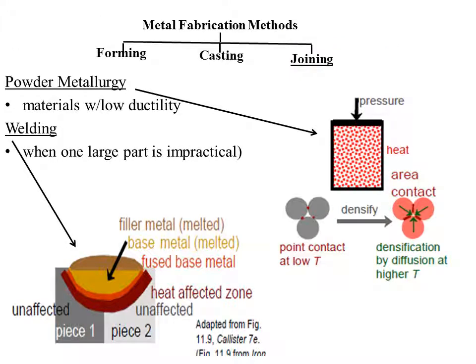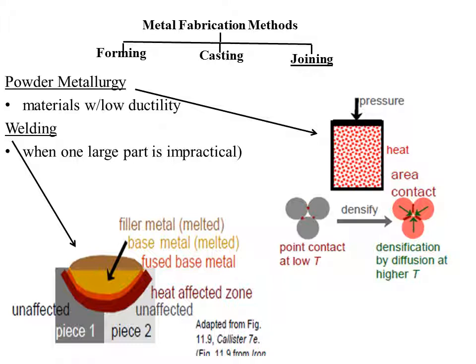The third method is joining. Joining means welding or melting and joining together. In powder metallurgy, the powder is heated, melted and compressed, so you get the material joined together. Welding is used when one large part cannot be made, so you have to join two parts. One part is melted and joined with another part, and that is called welding. That is also a metal fabrication method.